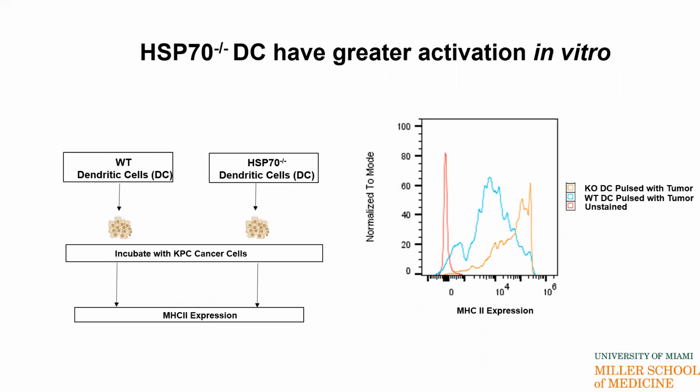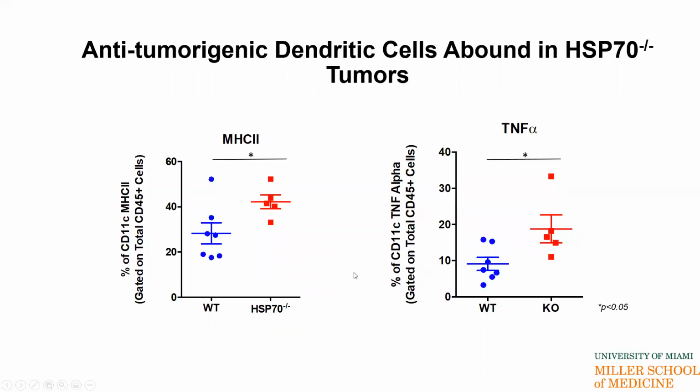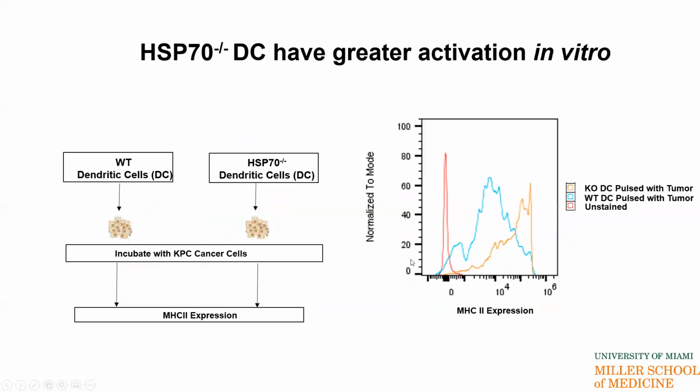This data is not shown here for the interest of time, but when we looked at the tumor immune infiltrate, we saw that dendritic cells in HSP70 knockout mice had an increased expression of anti-tumor molecules like TNF-alpha and MHC2. And this is true even in an in vitro system where there is an increased expression of MHC2 in HSP70 knockout dendritic cells.